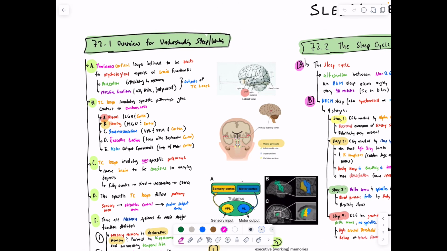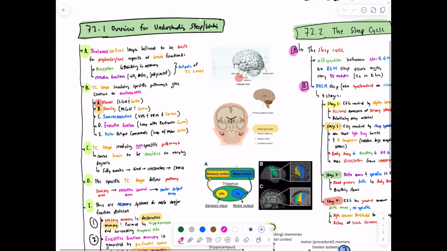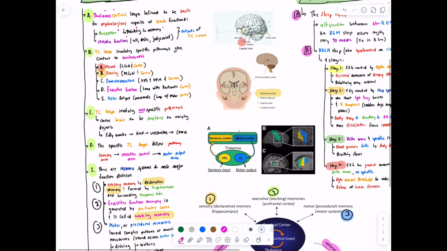Starting off, just a reminder, in the previous lecture we talked about the thalamus and cortex loops that are believed to be the basis for psychological aspects of brain function: perception, thinking, memory, executive functions. These are the outputs of these thalamocortical loops, as our thalamus is our relay station connecting to all parts of the cortex. The idea is that TC loops involving specific pathways give the content to consciousness.